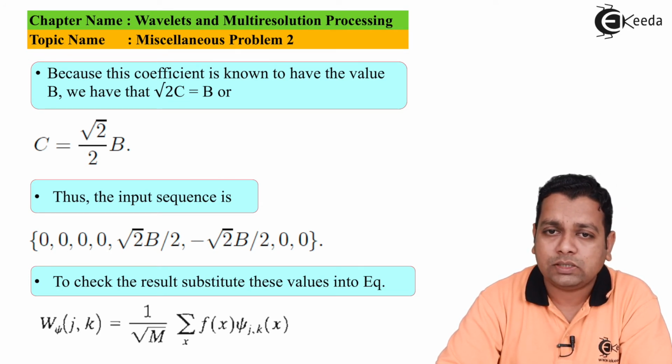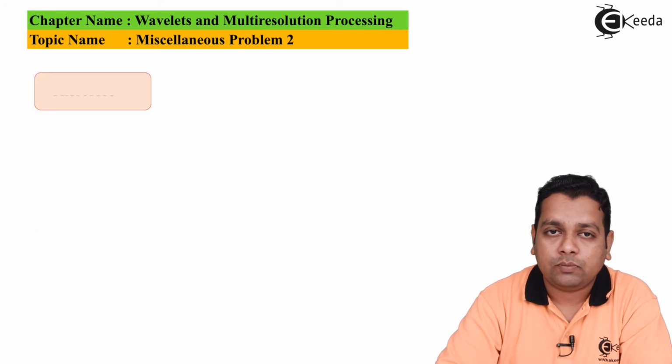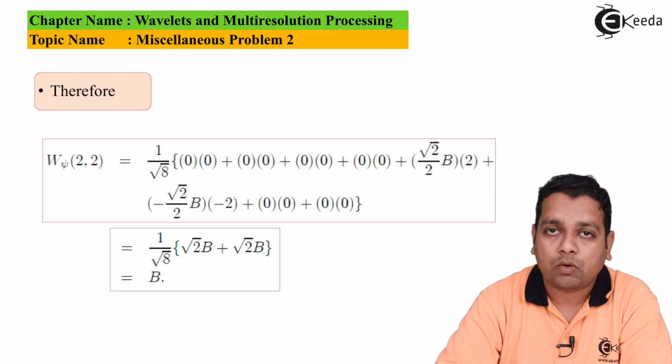To check the result, we have to substitute these values into the equation given by w suffix psi for j comma k obtained as 1 upon under root m, summation over x of f of x, the input, and psi suffix j comma k of x. So therefore we can have w suffix psi of 2 comma 2 computed as 1 upon under root 8. Here we have 0 into 0 for the 4 terms. Next it will be under root 2 by 2 of B into 2. Next we have minus under root 2 by 2 into B into minus 2.